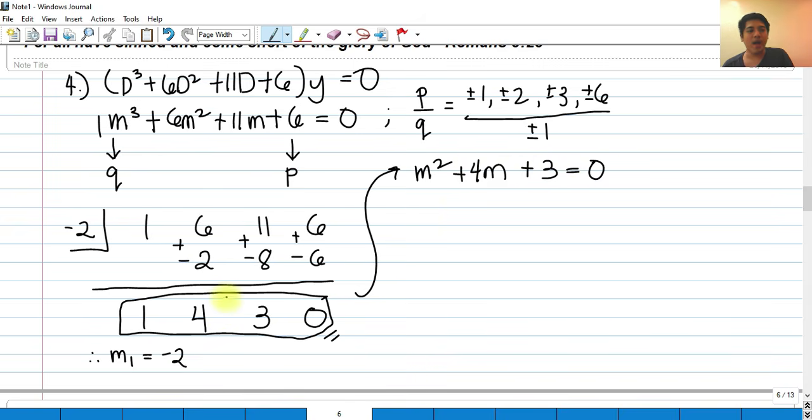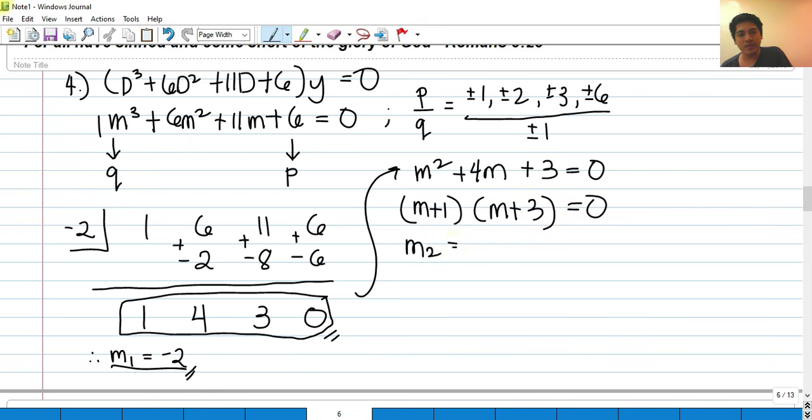Now, again, we have 3 roots since this is raised to 3. So, definitely, we should get the 2 other roots. We can factor this as m plus 1, m plus 3, is equals to 0. So, we have m sub 2 is equals to negative 1, and m sub 3 is equals to negative 3. And as you can see here, we have the complete roots.